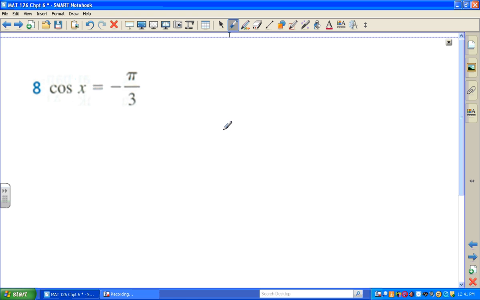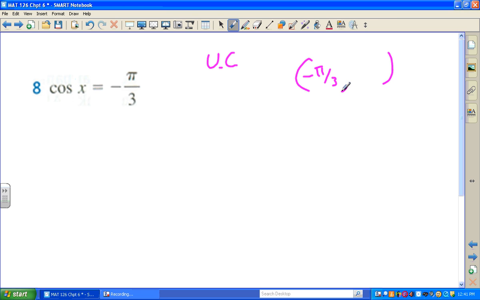Yep. 5 power. Wait, never mind. Fine. Okay, can you use the unit circle for this? You have a place where the x coordinate will equal negative pi over 3, comma y. You have that somewhere? No, you don't. So that's out.